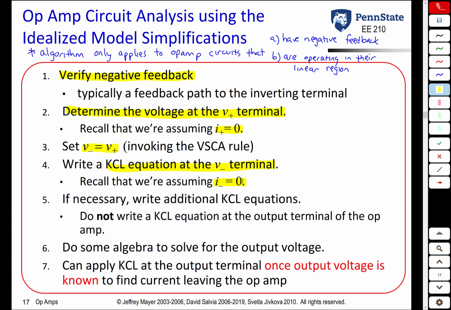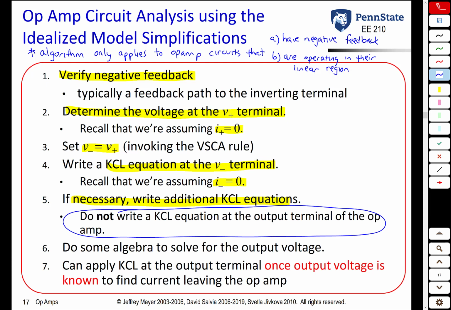If necessary, you might write additional KCL equations, but one equation you do not write, at least at this point, is a KCL equation at the output terminal of the op-amp. The next step is a little bit of algebra to get your equation in the form that you want.